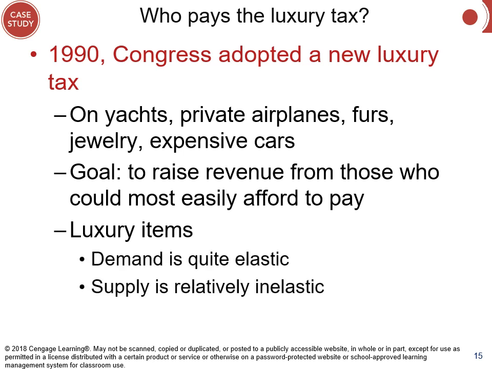Consider this: who pays the luxury tax? In 1990, Congress adopted a new luxury tax. This is a tax on yachts, private airplanes, and other expensive items that are considered to be luxury goods. Of course, the goal is to raise revenue in a way that affects people who can afford it more, right? Private airplanes, jewelry, and yachts are something that only the wealthiest people can buy.